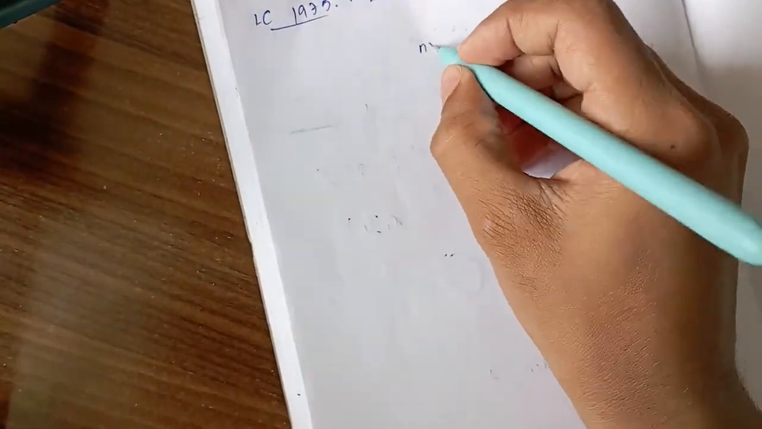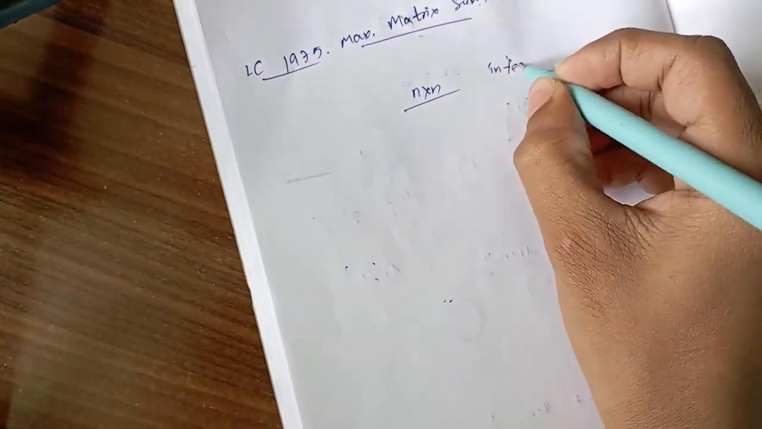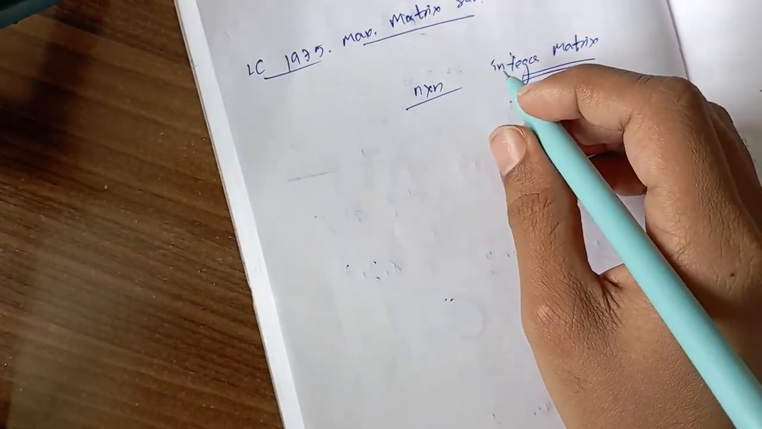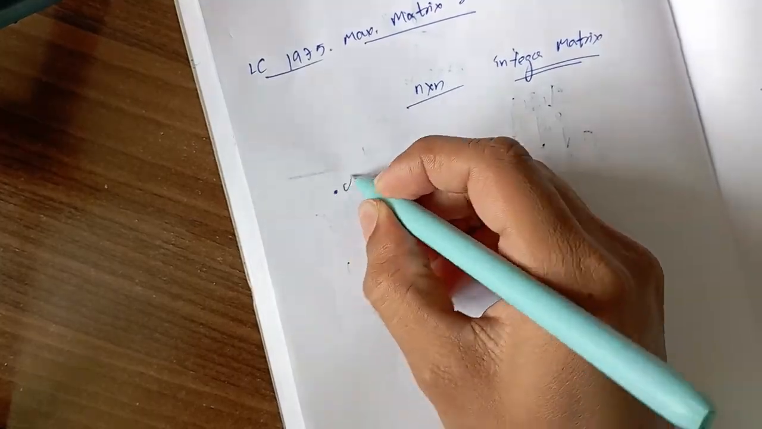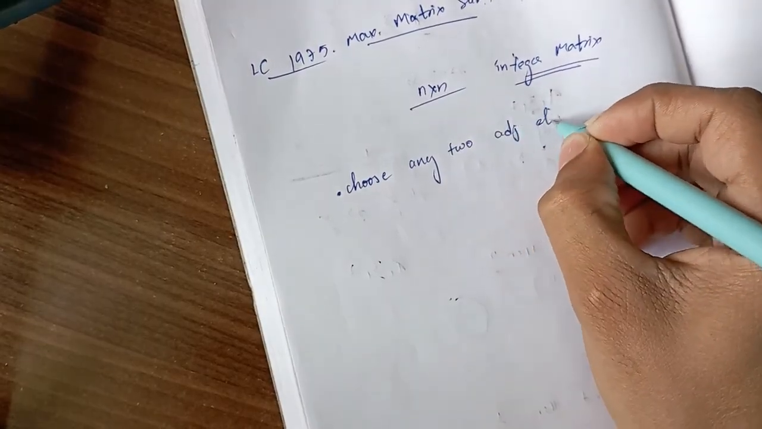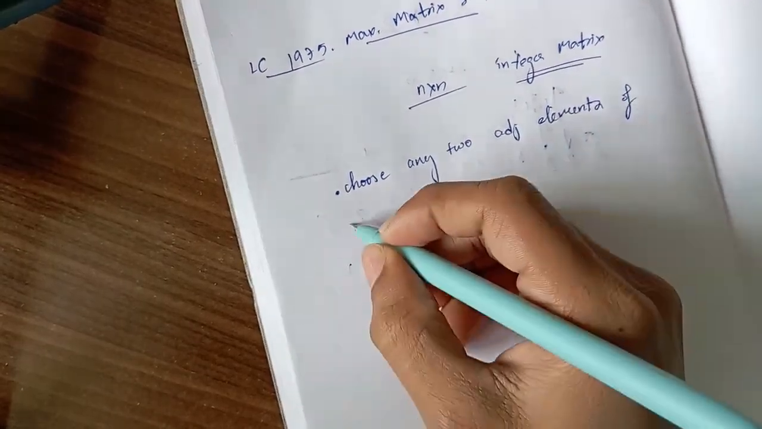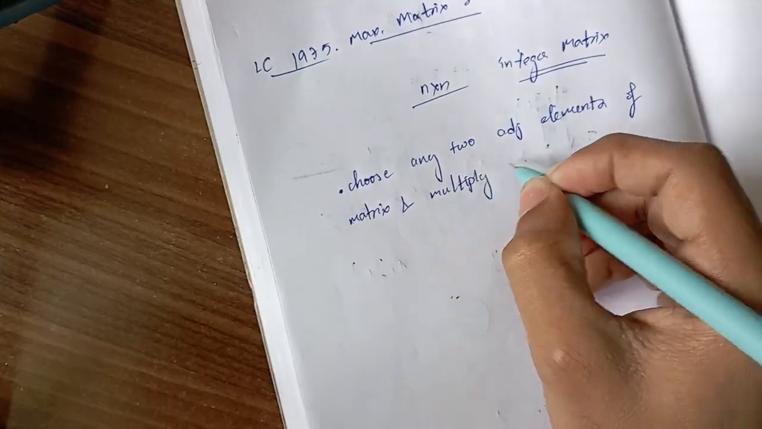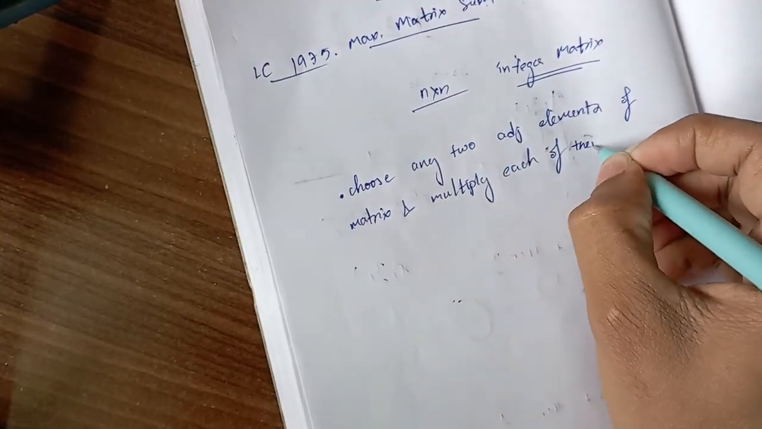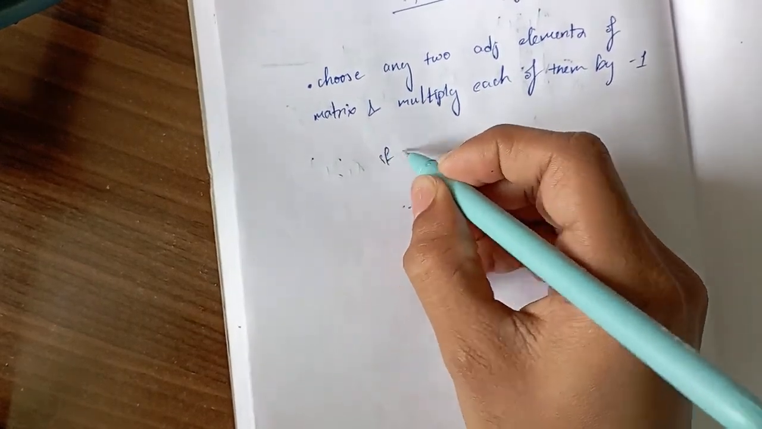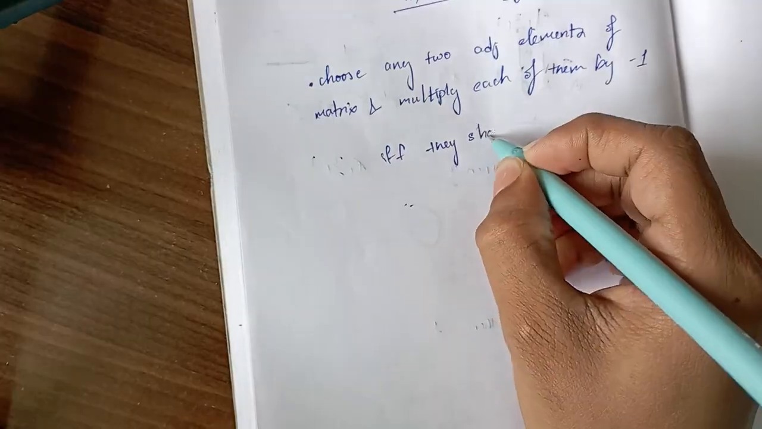Here we are given an n by n integer matrix, and we can do an operation any number of times. The operation is to choose any two adjacent elements of the matrix and multiply each of them by -1. Here, two elements are considered adjacent if and only if they share a border.